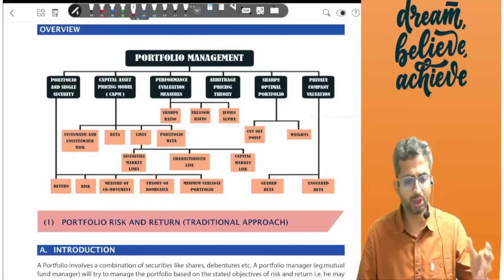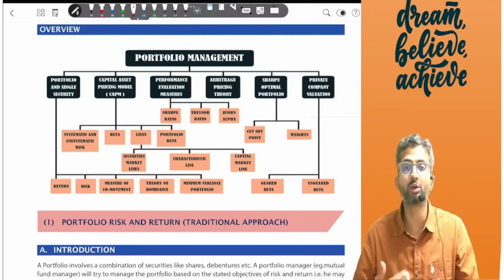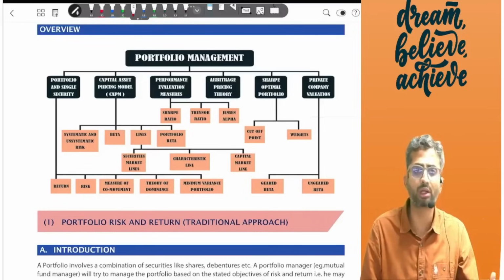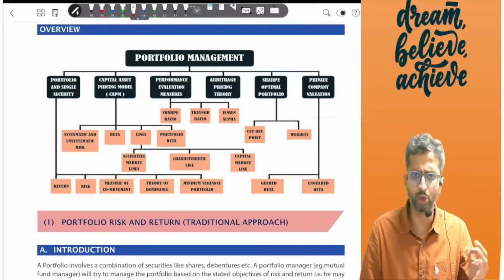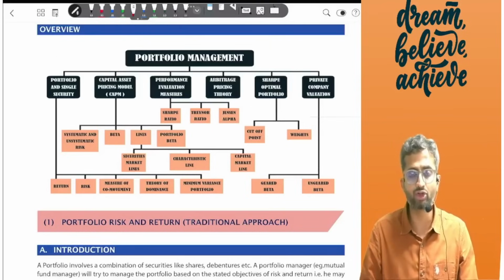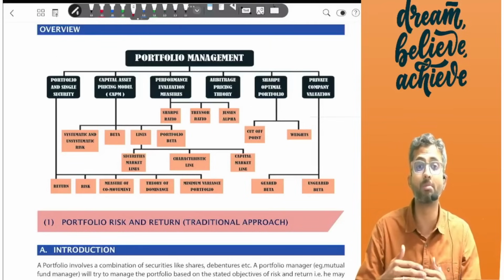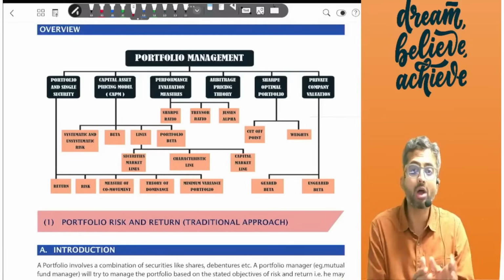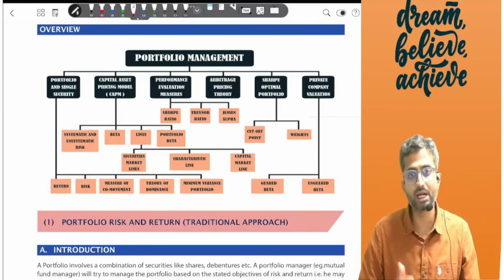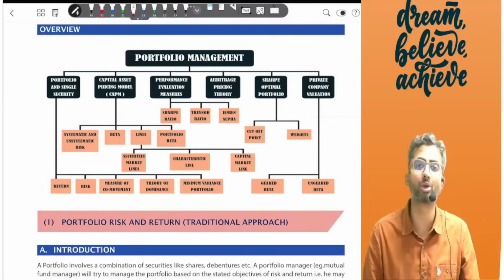So to start with, for understanding, we need to figure out what is the objective of a portfolio manager and what do you mean by a portfolio. Over here, portfolio is a collection of securities and a portfolio manager is going to have an objective to maximize the return or minimize the risk of his portfolio. So we need to understand how do you calculate the risk or how do you calculate the return.